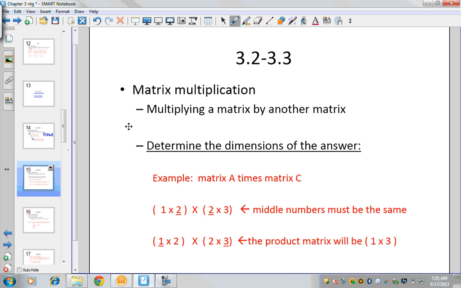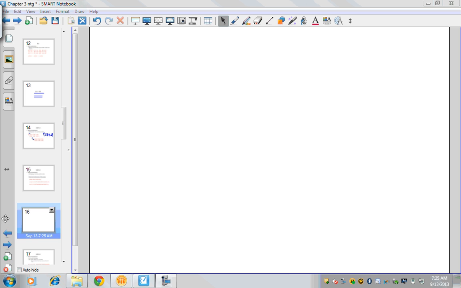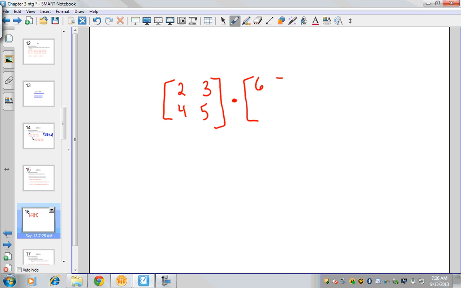Multiplying a matrix by another matrix. What you're going to do is this. Each matrix has its own dimension, and the dimensions are actually very important. So I went to a blank slide, and I'm just going to do a very simple 2 by 2 matrix. Let's just say that's 2, 3, 4, and 5. And I'm going to multiply it, I'm just going to put a dot for multiplication, times 6, 7, 8, and 9.